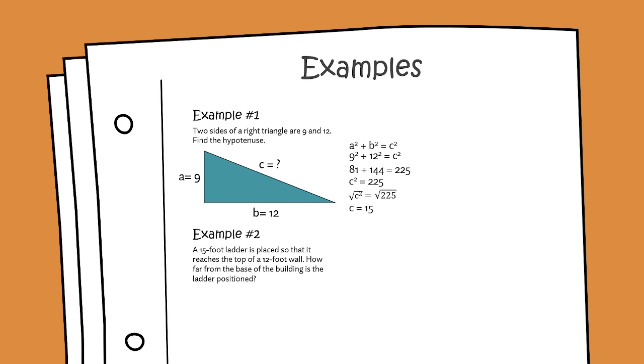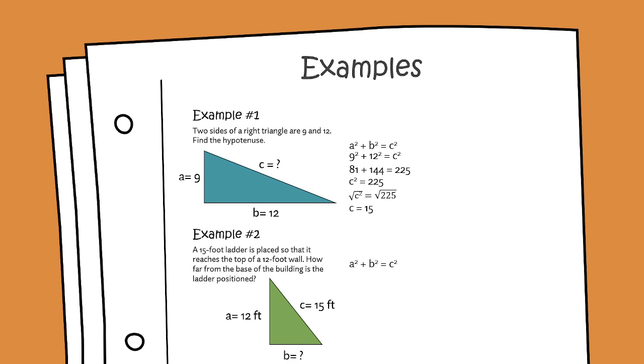Example number 2. A 15-foot ladder is placed so that it reaches the top of a 12-foot wall. How far from the base of the building is the ladder positioned? So again, we're going to start out by drawing our triangle. And this, we know we have a leg with a length of 12 and a hypotenuse with a length of 15. So in this scenario, we're actually solving for b, the other leg of this triangle.